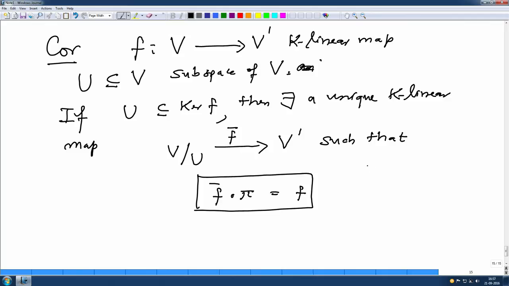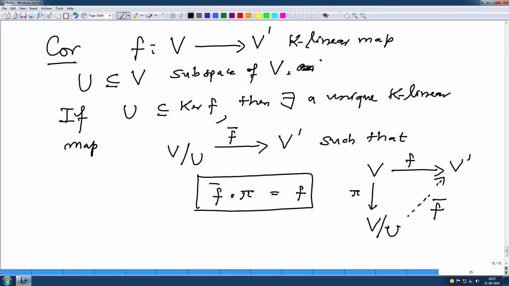So, in the diagram if I have to draw, v is here, v prime is here, this is f, v by u is our quotient space, this is our pi map, and then I am defining a map here, that is f bar, so that this diagram is commutative in this equality. This is very useful, that means you are passing on to the quotient by u and looking at the new linear map.